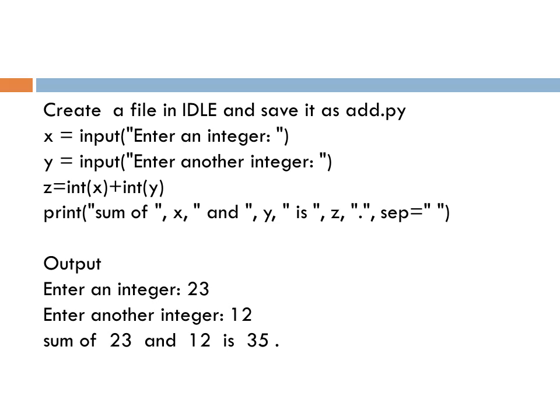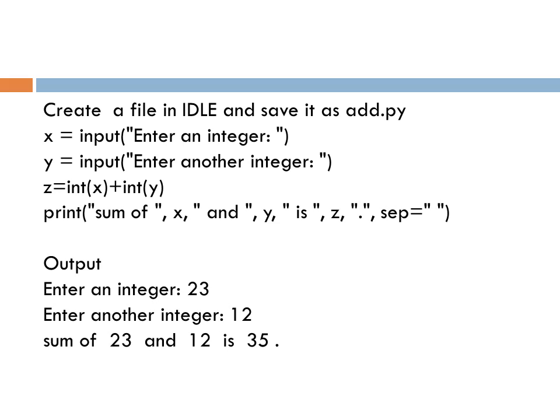Here we are creating two variables x comma y, with the prompts enter an integer and enter another integer. So we enter some value for x, and we enter some value for y. After typing those values, they will be stored in x and y in the form of characters. So here we are assigning z is equal to int x plus int y.